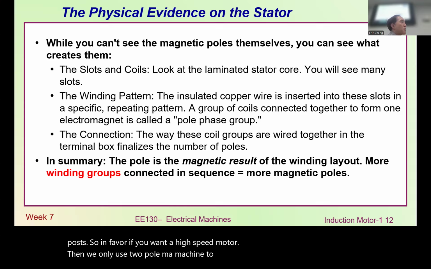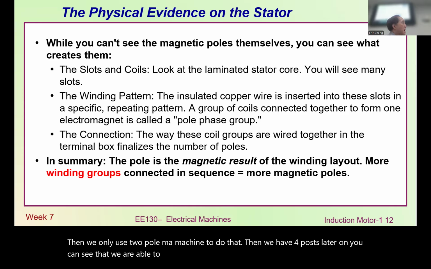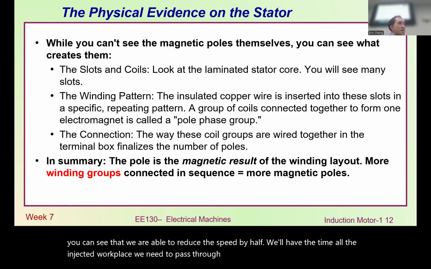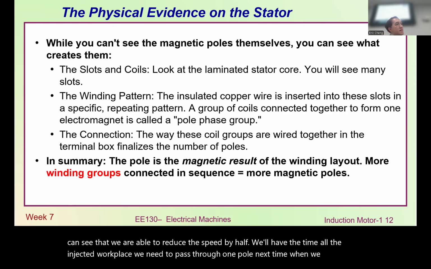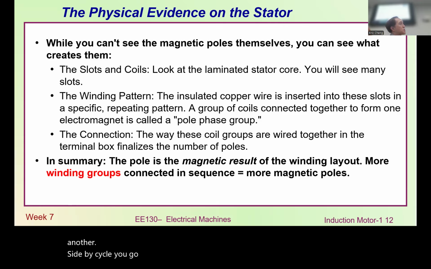Then we have 4 poles. Later on, you can see that we are able to reduce the speed by half, because every time the injected voltage has to pass through 1 pole. Next time when we have another sinusoidal cycle, you go to the next winding and so on.